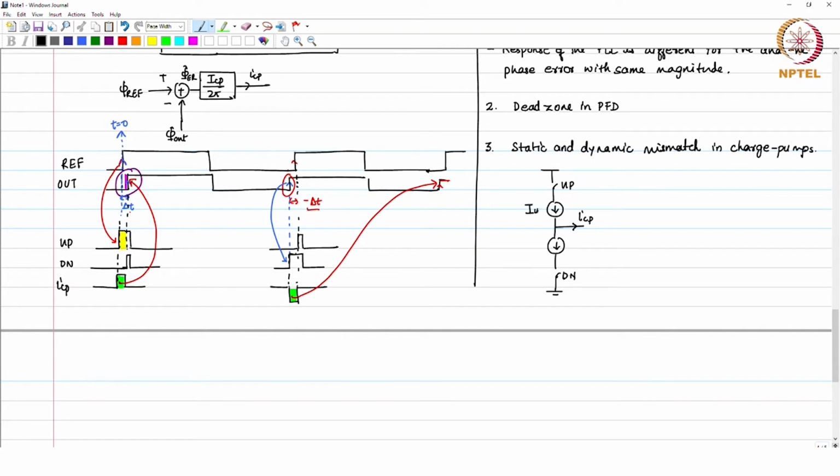But what happens in practice is that you will not have your up and down currents the same. Okay. So, if you do not have your up and down currents the same, let us consider the locked state. In the locked state, I am just drawing the up and down overlap pulses. There is no phase error, for example. If that is the case, then if this is the up pulse, then our down pulse is also going to be the same.